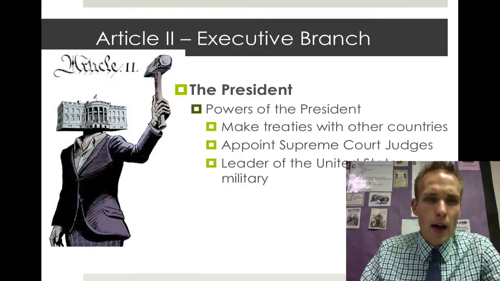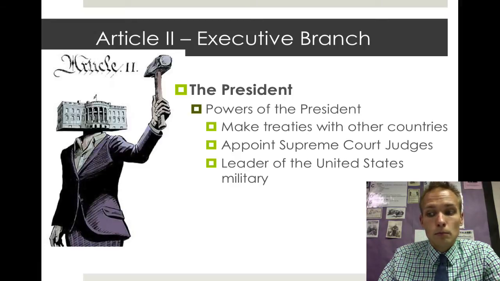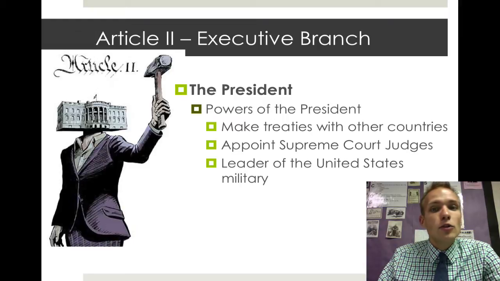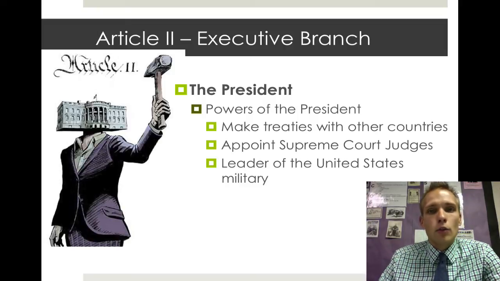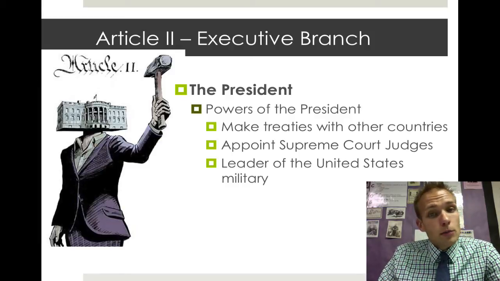Some of the specific powers of the president, and this is very few. The president's power has grown tremendously throughout the years, but specifically, he is basically our diplomat, our figurehead for other nations. He makes treaties or agreements with other countries, trade treaties, treaties to end conflicts, anything you can think of, an agreement between another nation. The president appoints Supreme Court justices to the Supreme Court.